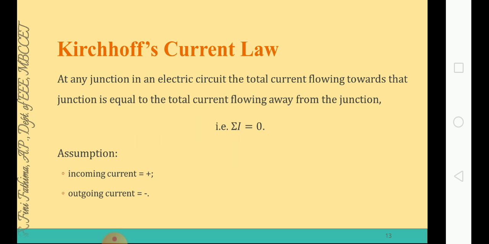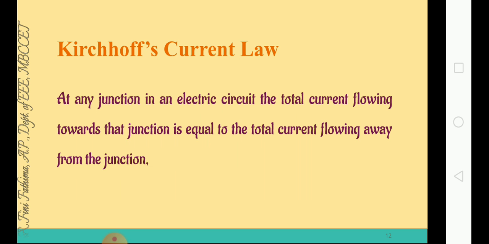To summarize, Kirchhoff's current law states that at any junction in an electric circuit, the total current flowing towards the junction is equal to the total current flowing away from the junction. Kirchhoff's first law states that the total current entering a junction, or a node, is equal to the current leaving the node, as no charge is lost. A junction or a node is a point where two or more elements connect together in an electric circuit.